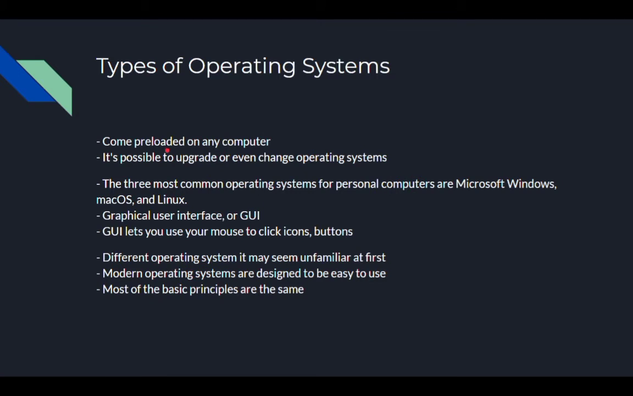When you buy a computer, operating systems are already preloaded. It's possible to upgrade or even change operating system. The three most common operating systems for personal computers are Microsoft Windows, Mac OS, and Linux. Graphical user interface or GUI. GUI lets you use your mouse to click icons and buttons. A different operating system might seem unfamiliar at first, but just give it a few days or a few weeks and you'll get used to it. Because modern operating systems are designed to be easy to use. Most of the basic principles are the same.